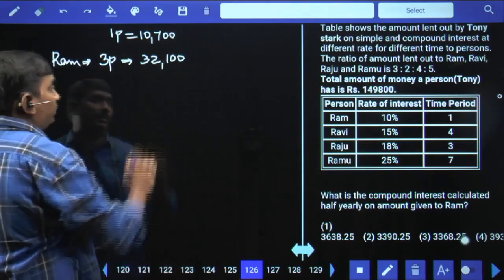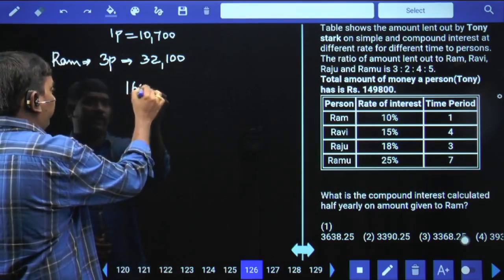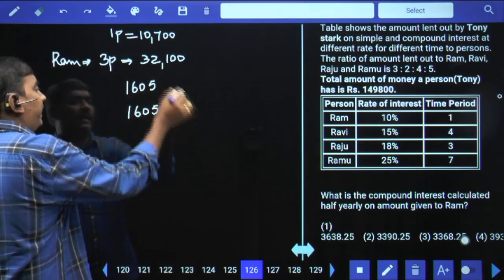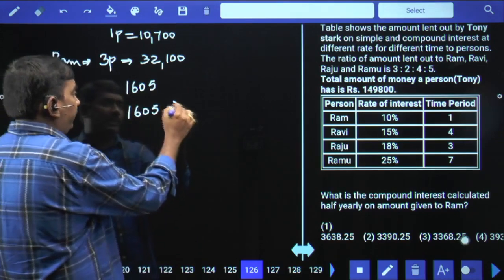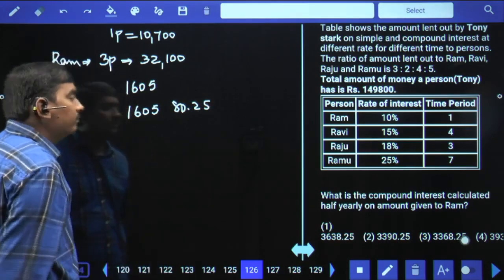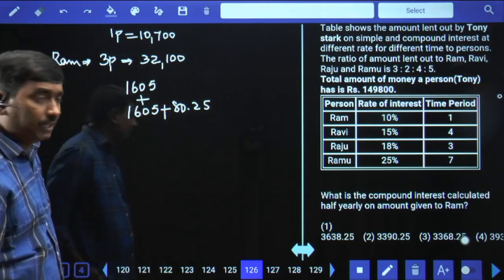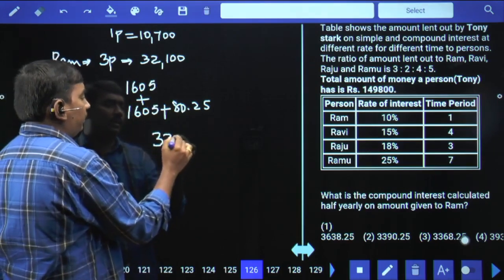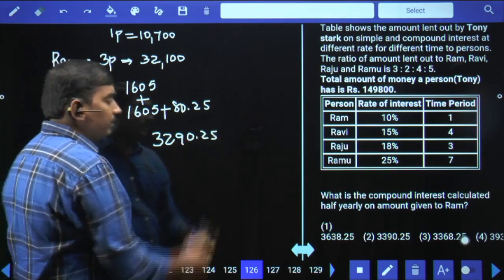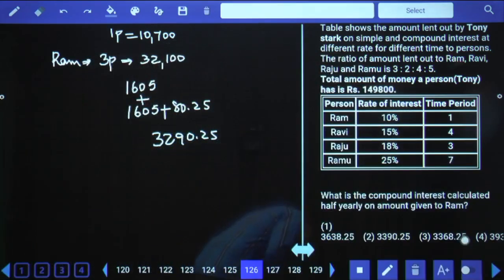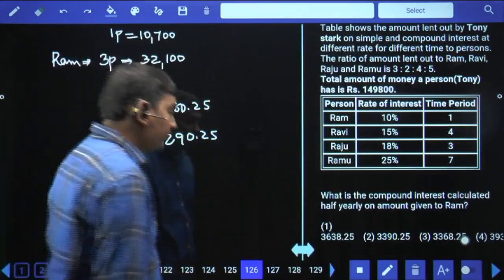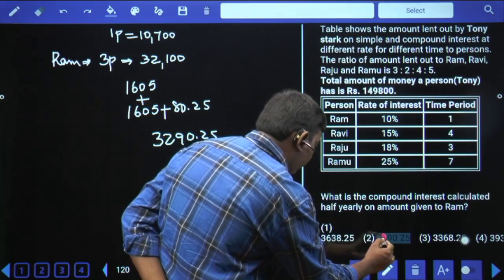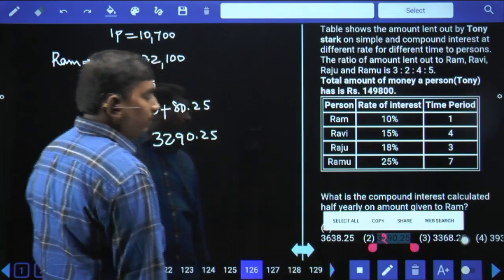So 10% is 3,210, 5% is 1605. First half year 1605. Second half year also 1605, plus again 5% of 1605, 80.25. This is the interest compounded half yearly in 1 year. 1600, 3200, 80 plus 10, 90. So 3,290.25 rupees. This is not 390, this is 290, option mistake here. 3290.25.